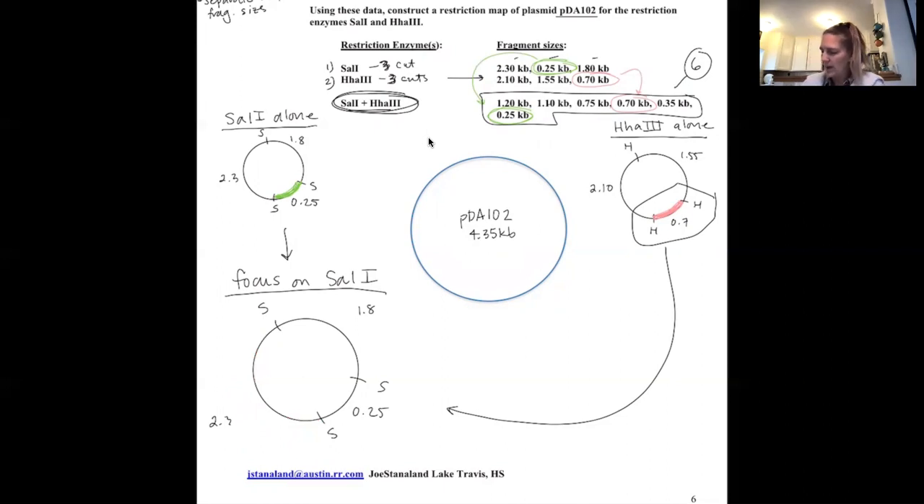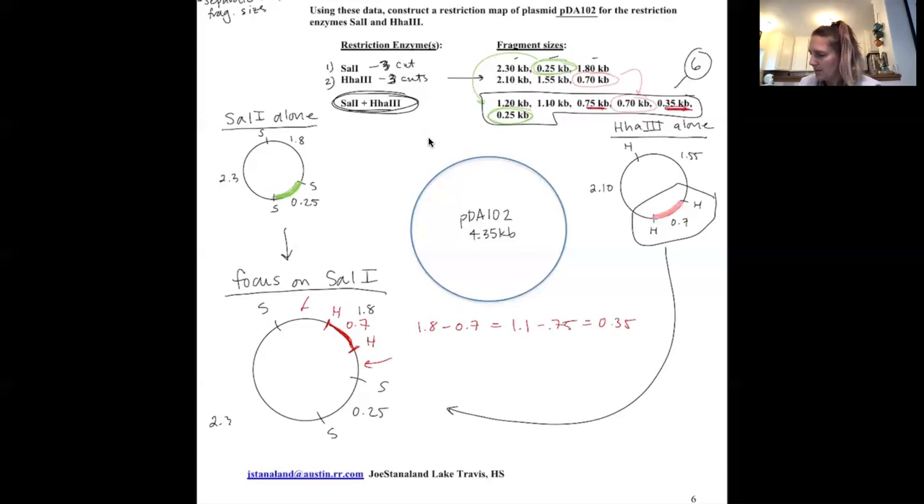Okay, so we know our SAL, and now we know that between H, that 0.7 is going to remain intact, right? So I'm just going to try to put it there and see what happens. So now I'm going to take my 1.8 minus 0.7, trying to find these fragments, and that gives us 1.1. And then I'm going to subtract, let's say, 0.75. And what that gives us is 0.35, which is one of our ones here.